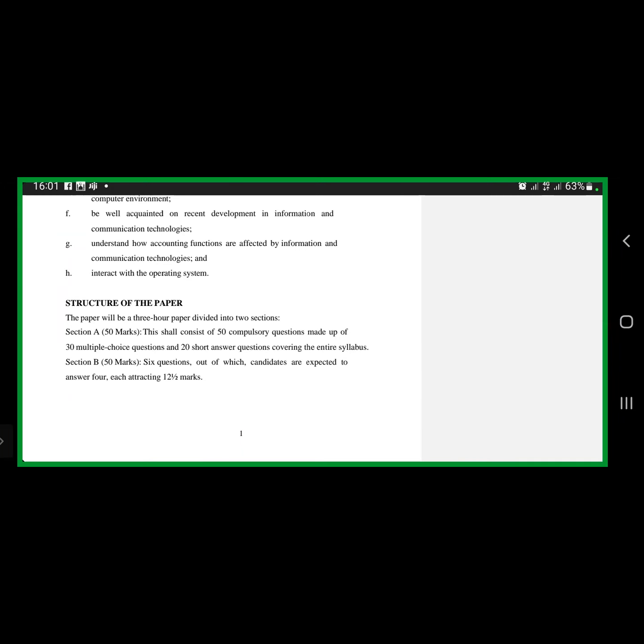Then section B is also made up of 50 marks. 6 questions, out of which candidates are expected to answer 4, each attracting 12.5 marks. That is also easy for you. You can actually answer those questions and get your marks. We will show you how you will do that.